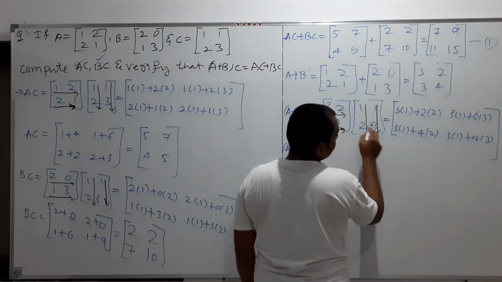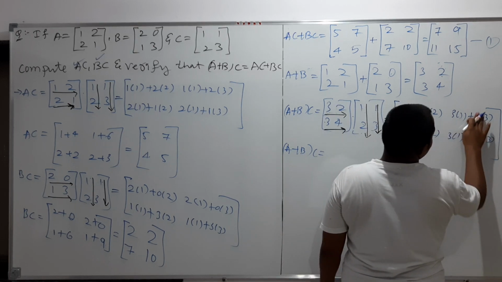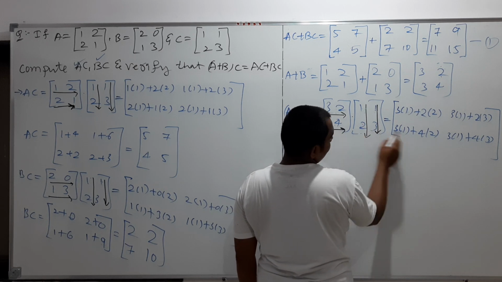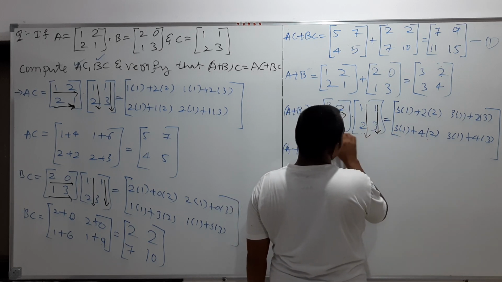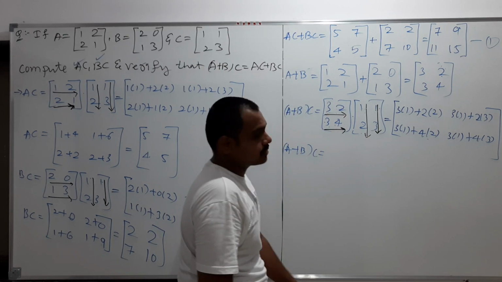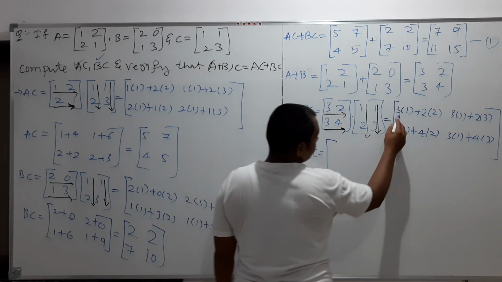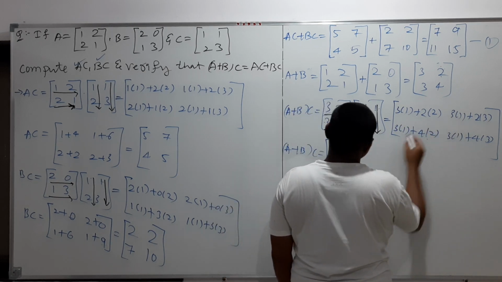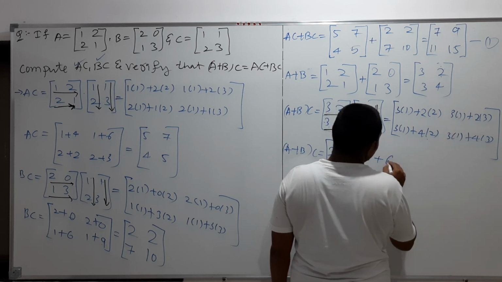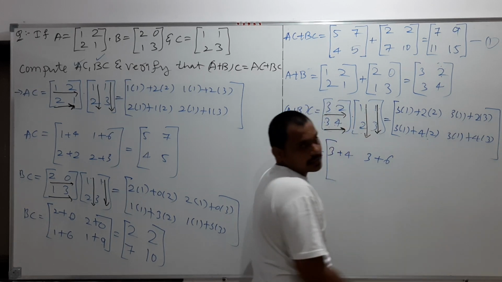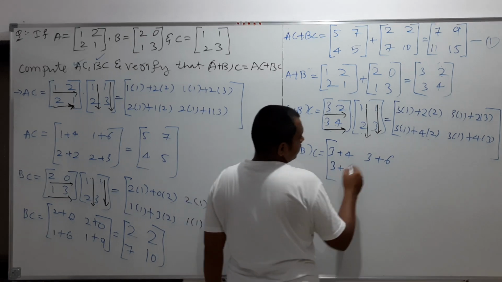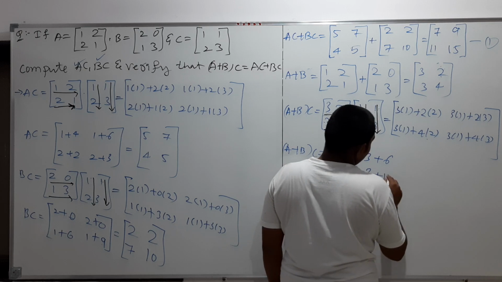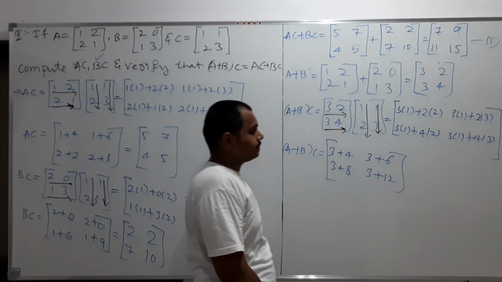First row, second column: 3 into 1 plus 2 3s are 2 into 3. Next 3 into 1 plus 4 2s. And next 3 into 1 plus 4 into 3. So remaining as it is. Now further simplify this. 3 into 1 is 3 plus 2 2s are 4. Next, 3 into 1 is 3 plus 3 2s are 6. Next, 3 into 1 is 3 plus 4 2s are 8. Next 3 into 1 is 3. Next 4 3s are 12.